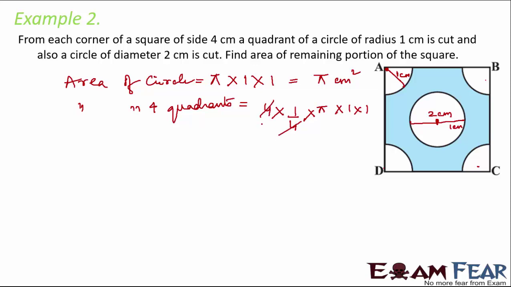Correct? So this 4 and 4 will get cancelled. So this would be pi centimeter square. So therefore, now let's calculate the total area of the square, the entire square, taken together everything.